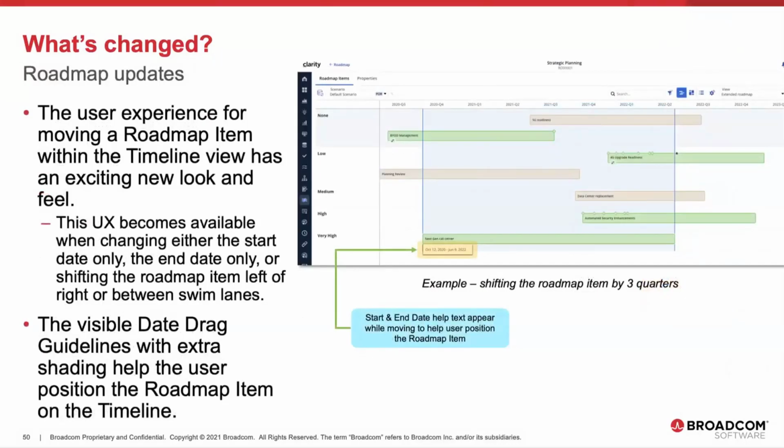All right. One thing I wanted to point out is when you're moving or adjusting a roadmap timeline, the user experience for moving a roadmap item within the timeline view really has an exciting new look and feel. This UX becomes available when you're changing either the start date only, the end date only, or shifting that roadmap item left or right, or between swim lanes. You get that nice border that kind of tells you where you are, what you're doing. The visible date drag guidelines with that extra shading really help the user position the roadmap on the timeline.